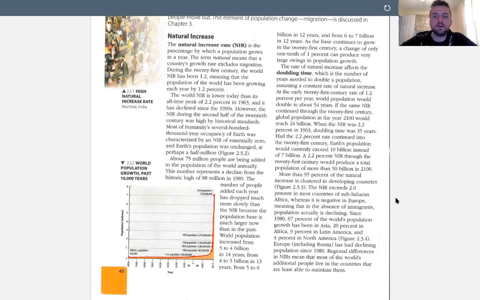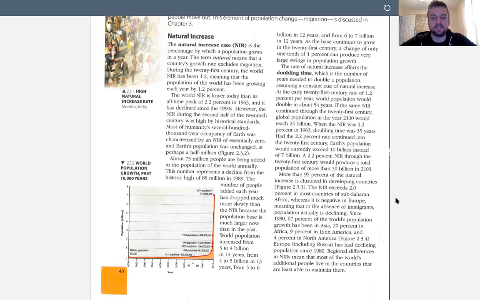Yikes. More than 95% of the natural increase is clustered in developing countries. The natural increase rate exceeds 2% in most countries of sub-Saharan Africa, whereas it is negative in Europe, meaning that in the absence of immigrants, population actually is declining.